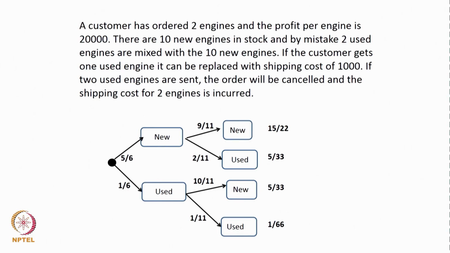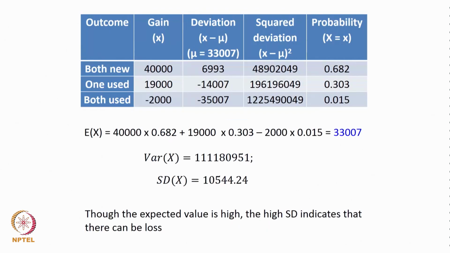In this lecture, we continue the discussion on random variables. In the previous lecture, we were looking at this problem where the customer has ordered 2 engines, and then we looked at a situation where there are 10 new engines and 2 old engines which have been added by mistake. We tried to find out the expected value, and we also found the standard deviation of x.